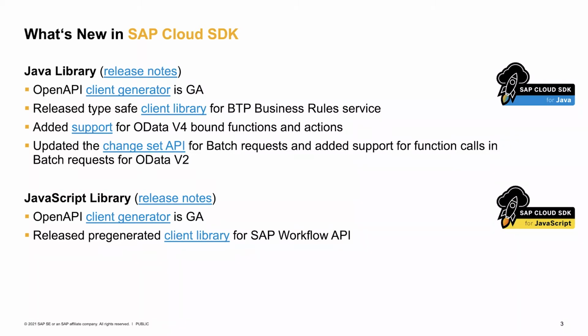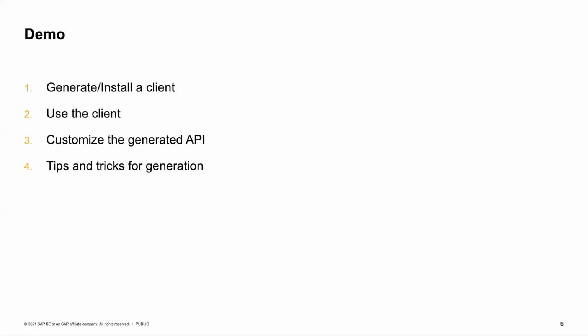Okay, thanks, Kavita. So the demo that I will show you today, just to quickly give you an overview of what we're going to see, is going to contain four steps. First of all, I will show you how to generate or install a client. So either generate your own client or install a pre-generated client. This is all for OpenAPI, as Kavita mentioned before. Then I will show you how to use the OpenAPI client. If you are familiar with the OData clients, this is quite similar. It's not exactly the same, but we reuse many of those concepts.